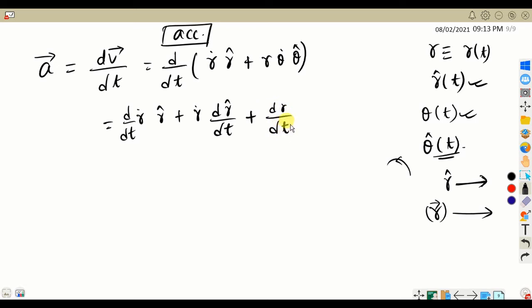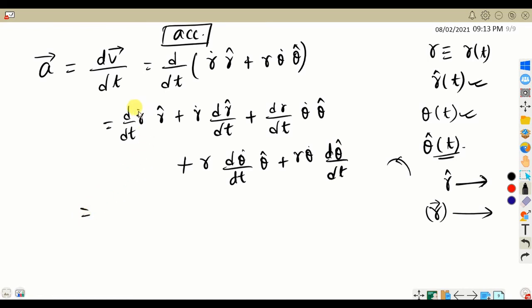I'm writing this down for the sake of practice for you, so that you may not get angry at me that, oh, you don't do this kind of basic mathematics. So I am just following this.